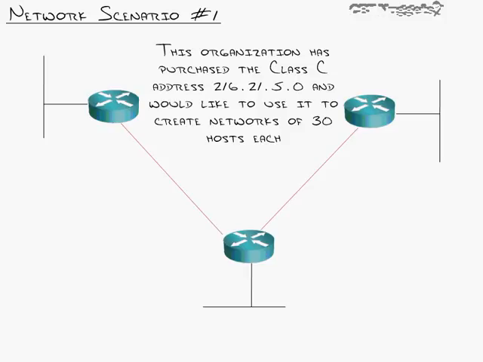We have an organization that's purchased a Class C address, again 216.21.5.0, and would like to use it to create networks of up to 30 hosts each. So if you think back before, we were trying to work through this scenario based on creating 5 networks. 1, 2, 3, 4, 5. But this scenario says I would like to create networks of 30 hosts each. So they're more focused on the number of hosts per network rather than the number of networks.